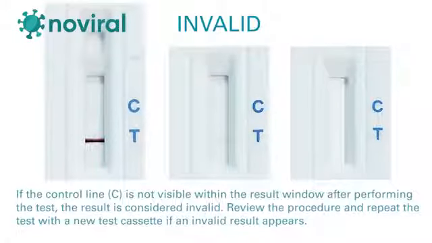If the control line is not visible within the result window after performing the test, the result is considered invalid. Review the procedure and repeat the test with a new test cassette if an invalid result appears.